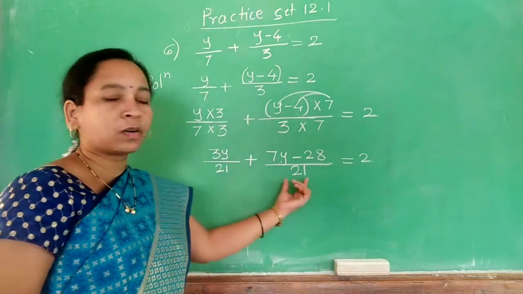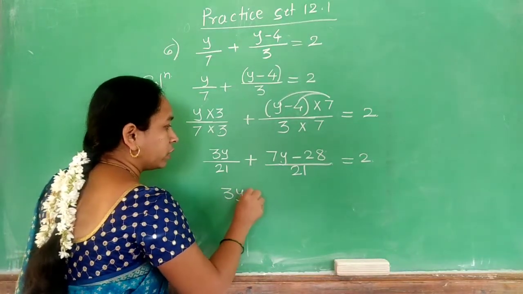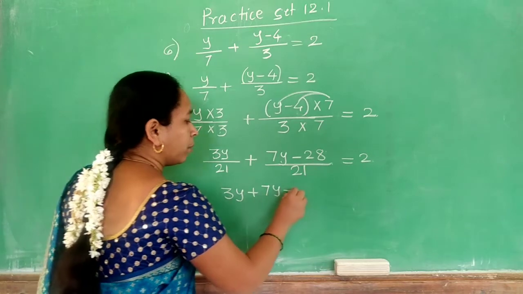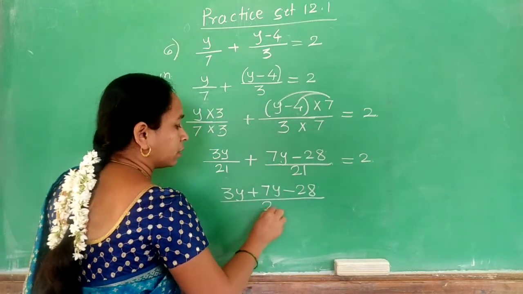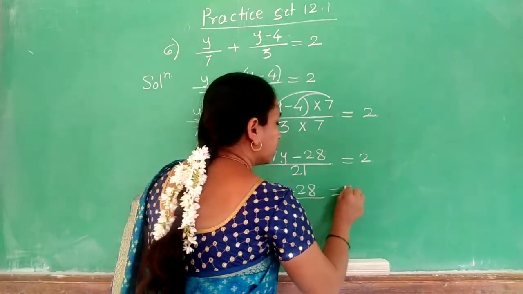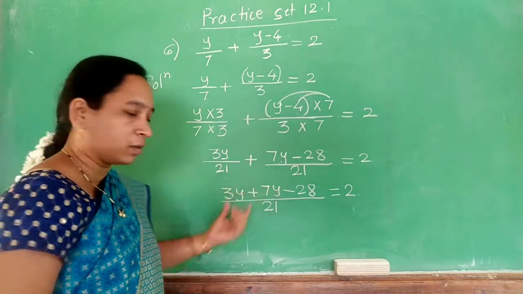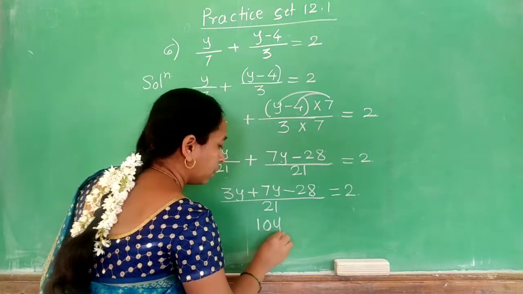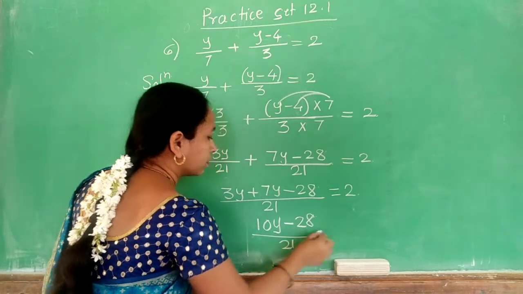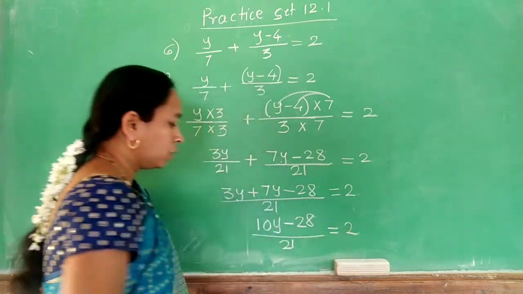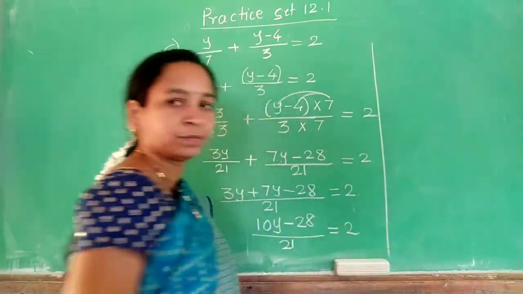Now we got the common denominator. So numerators addition: 3y plus 7y minus 28 upon 21 is equal to 2. Next step, we can add these two like terms. So we will get 10y minus 28 upon 21 is equal to 2. 21 transfer it here, so it will go in multiplication.